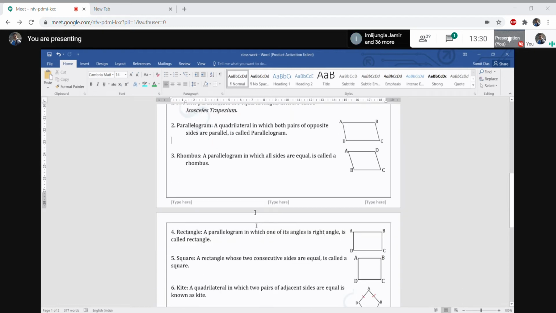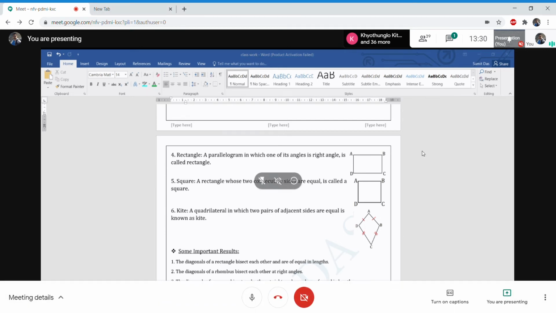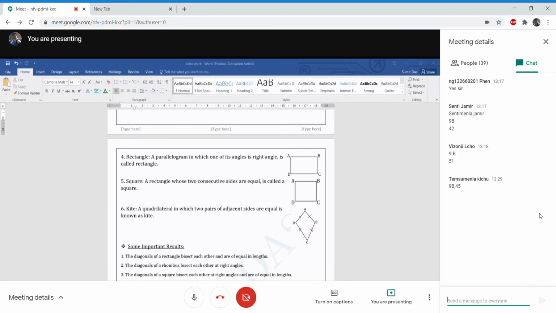Then we have a rectangle, a parallelogram in which one of its angles is a right angle. You can see ABCD is a parallelogram. Parallelogram means, again I am saying, opposite sides are parallel. And when in a parallelogram one angle is 90 degrees, obviously the other angles will also be 90 degrees.